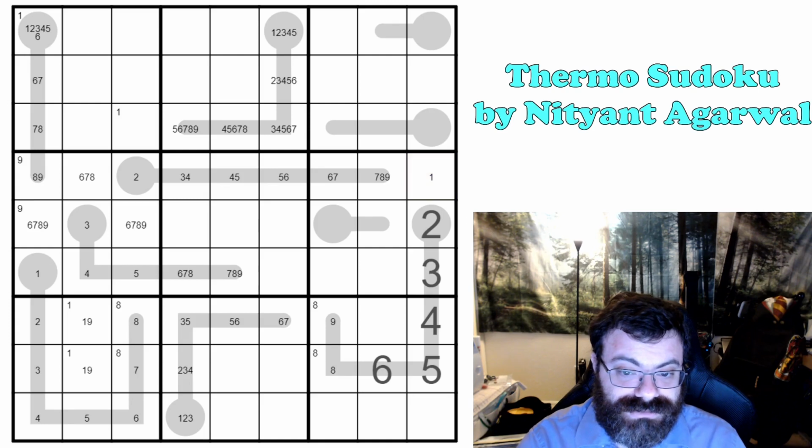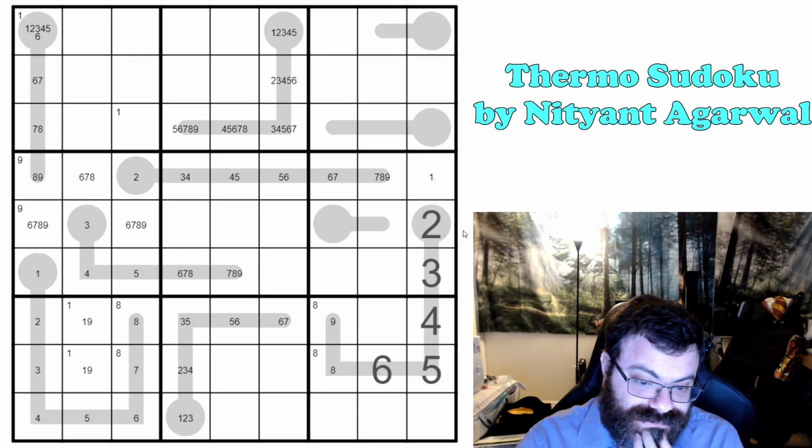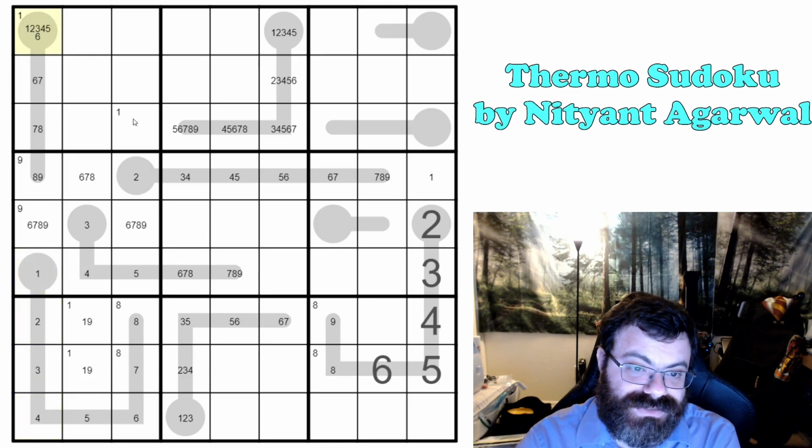This would be the 1. I don't see a problem with it. We'd be missing the 5 here, so the 1 would go here. This would be 5, 6. And since this can't be the 5, this would be the 5. So this would be 5.